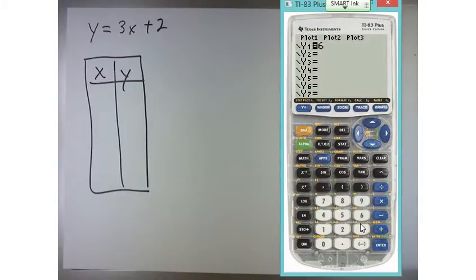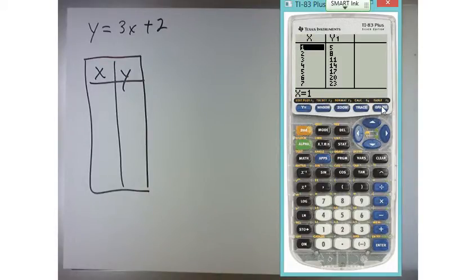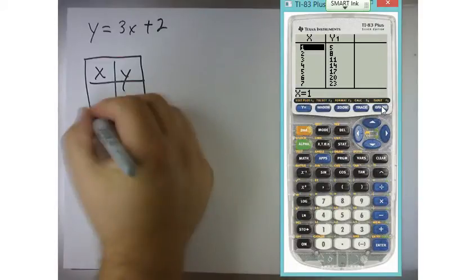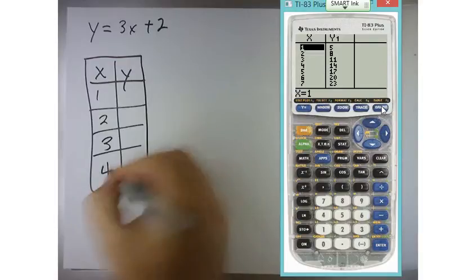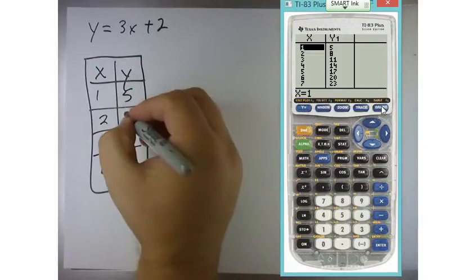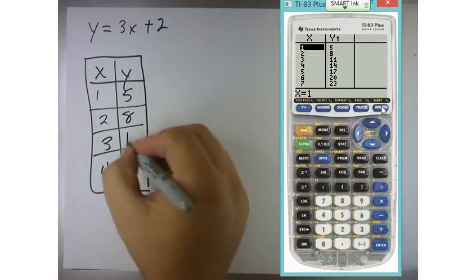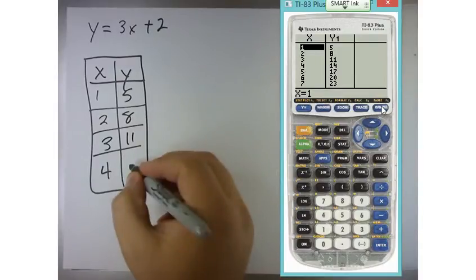So this is a simple linear equation, right? It's just 3x plus 2. I'm going to come over here and look at the table. And so we'll just plug in some numbers. So 1, 2, 3, 4. And that'll give me 5, 8, 11, 14.